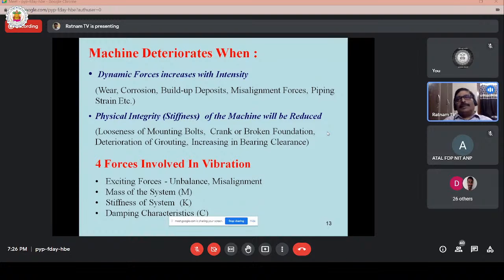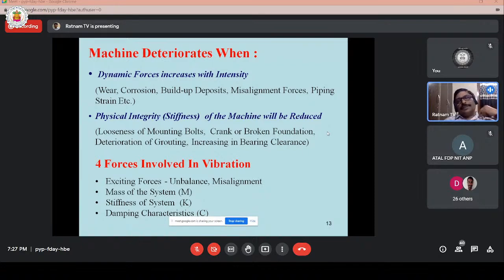The physical integrity of the machine will be reduced by looseness of mounting bolts, cracked or broken foundation, deterioration of grouting, and increase in bearing clearances, which reduces the stiffness of the foundation on which the machine is supported. So the physical integrity will be reduced because of this looseness and clearances in bearings, etc.